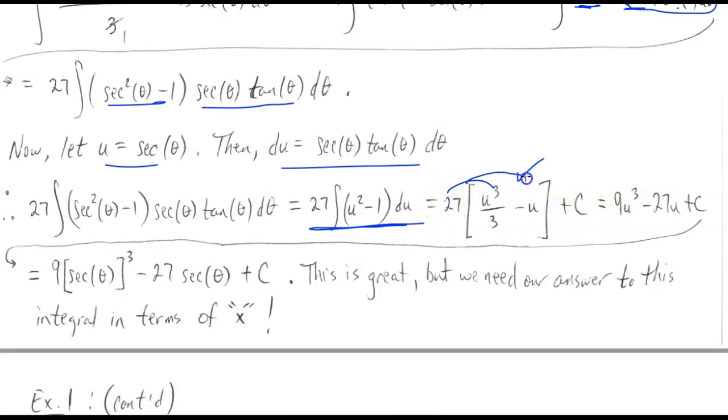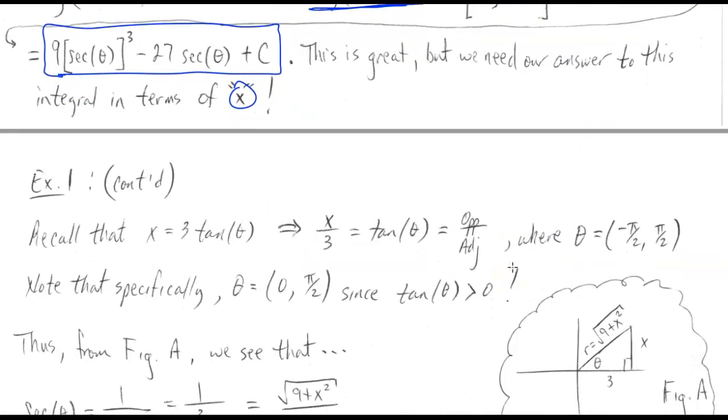We distribute the 27 to both terms, do that, plus c, and then we go back, substitute, stating that u was actually secant theta. Okay? And so this ends up being our answer, but it's our answer in terms of theta. We need our answer in terms of x. So what we have to do now is go translate and say, all right, well, what is going to be secant theta in terms of x?